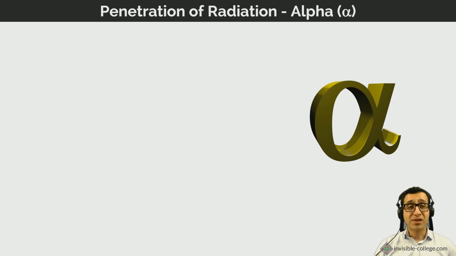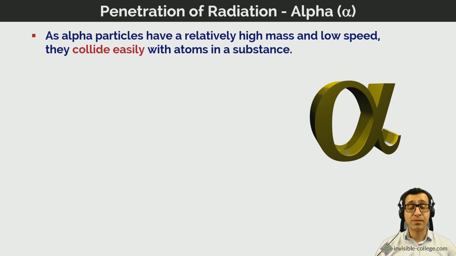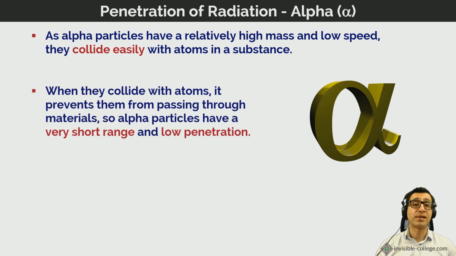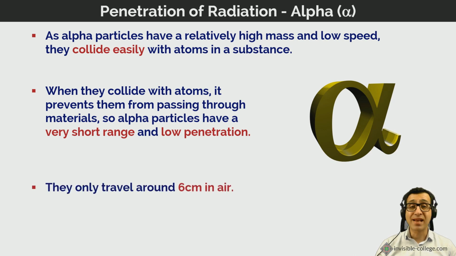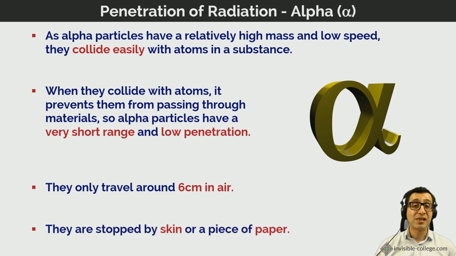So, as alpha particles have a relatively high mass and a low speed, they collide easily with the atoms of a substance. When they collide with these atoms, it prevents them from passing through a material, and so alpha particles have a very short range in air and low penetrating power. They only travel about 6 centimeters in air before the air molecules themselves absorb those alpha particles and stop them. And they are also stopped by skin or a piece of paper.